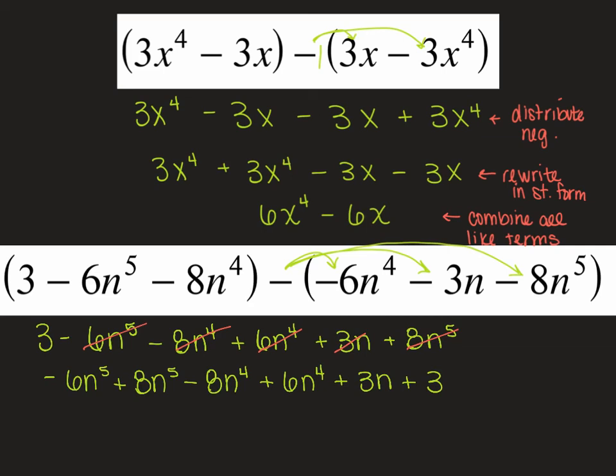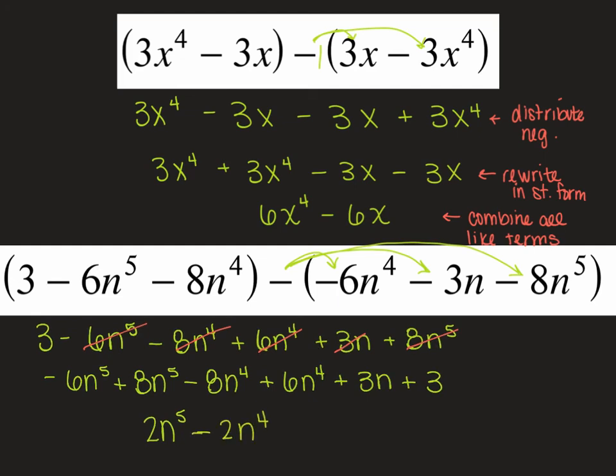Now we have our final step, which is combining all like terms. So remember, they need to have the same variable to the same exponent. So we have negative 6n to the 5th plus 8n to the 5th. So negative 6 plus 8 is going to give me 2n to the 5th. Then we have minus 8n to the 4th plus 6n to the 4th. So minus 8 plus 6, that's going to be a minus 2n to the 4th.